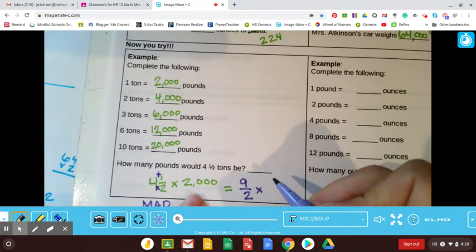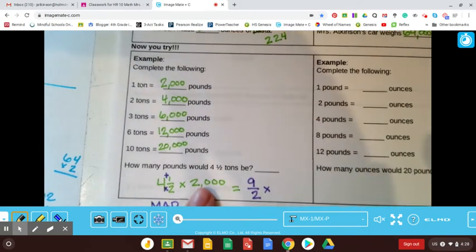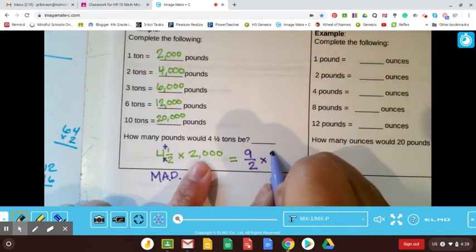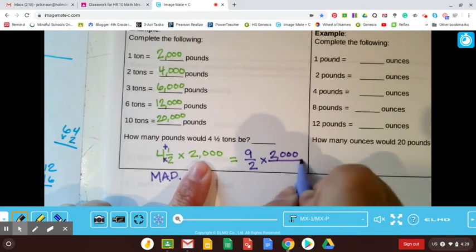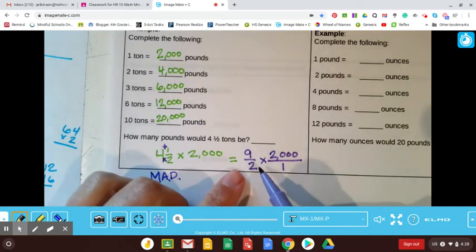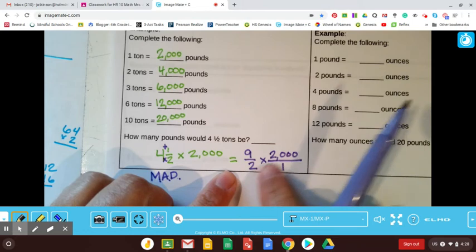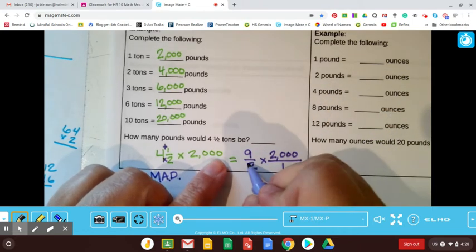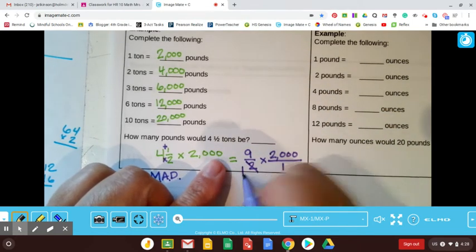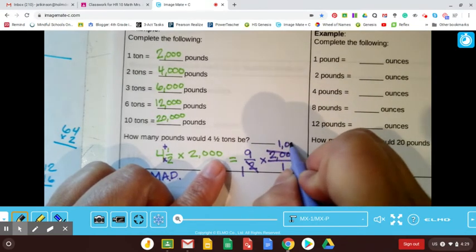Then we're going to multiply that by 2,000. Since 2,000 is a whole number, we're going to put a 1 under it, right? So we're going to say 2,000 over 1. All right. The next official step is to see if we can make our lives easier by doing some cross-canceling. There's nothing that we can do with the 9 and the 1. That has to stay the way it is. But the 2 and the 2,000, well, we can divide by 2. So 2 divided by 2 would be 1. And 2,000 divided by 2 would be 1,000.